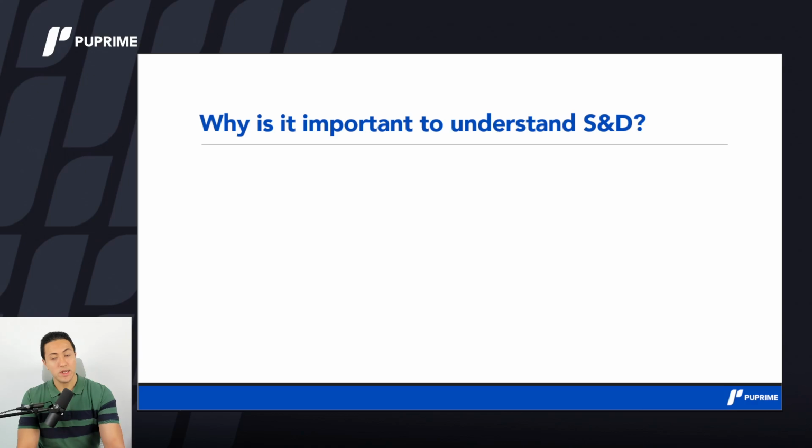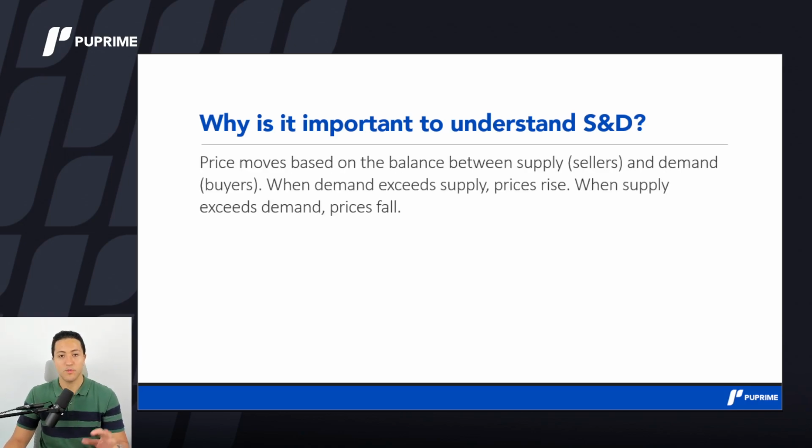When looking at the reasons why prices actually reverse or why prices move, you will definitely understand that it's 100% supply and demand. So why is it important to understand supply and demand? Simply because prices move based on the balance between supply and demand. I'll tell you something.